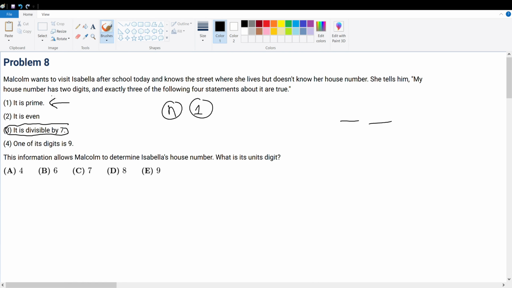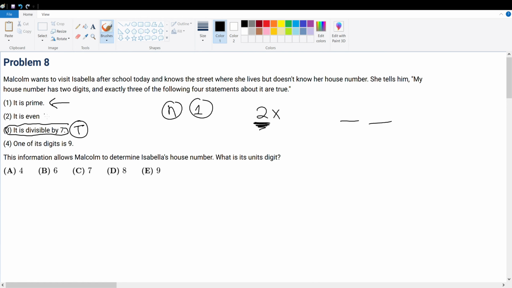But can a number be prime and even at the same time? Well, no, right? If it's even, it has to not be prime, because evens, by definition, have a factor of 2. And it's a 2-digit number here. So if I had just 2, that would work, but it's a 2-digit number. So I have to have a number that's not prime if it's even. So this here can't be false. This has to be true. What about one of its digits being 9? Well, I can't really determine that right now.